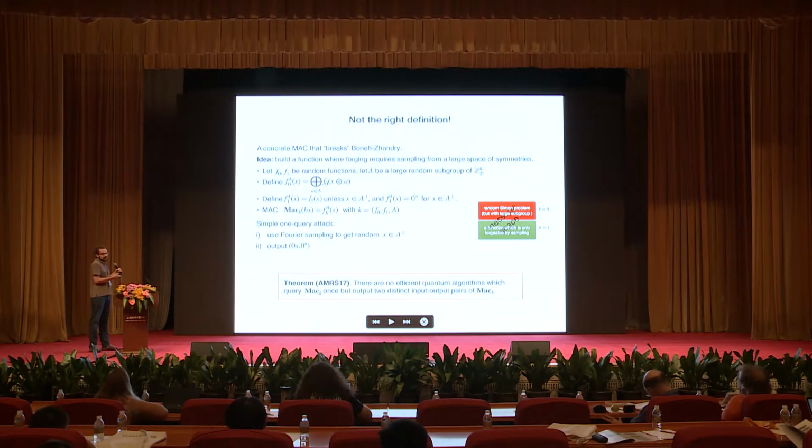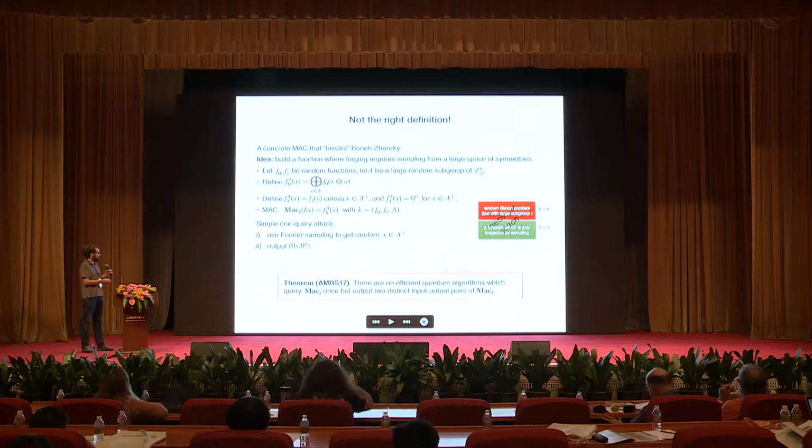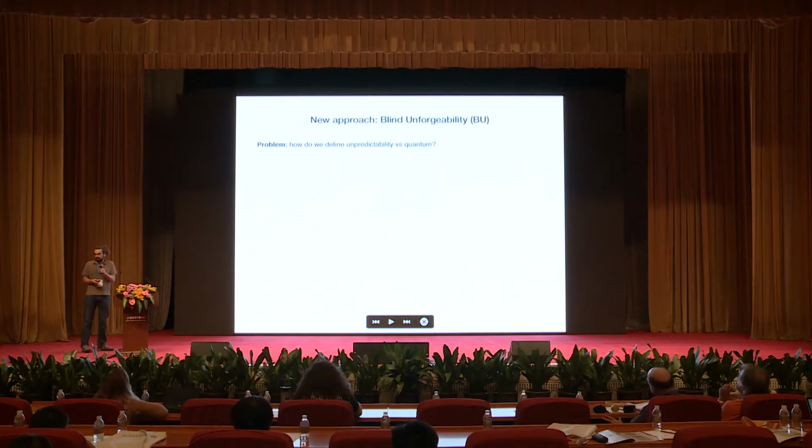But on the other hand, we can actually prove, and that takes a bit of work, that there's no algorithm that makes one query to this MAC and outputs two distinct input-output pairs. And that's basically because we constructed it in a way that it needs a sampling process. And that, in particular, destroys the state because we have to make a measurement with many different possible outcomes. Okay, so this basically shows that we're back to square one again and have to come up with a new definition of unforgeability against quantum attacks.